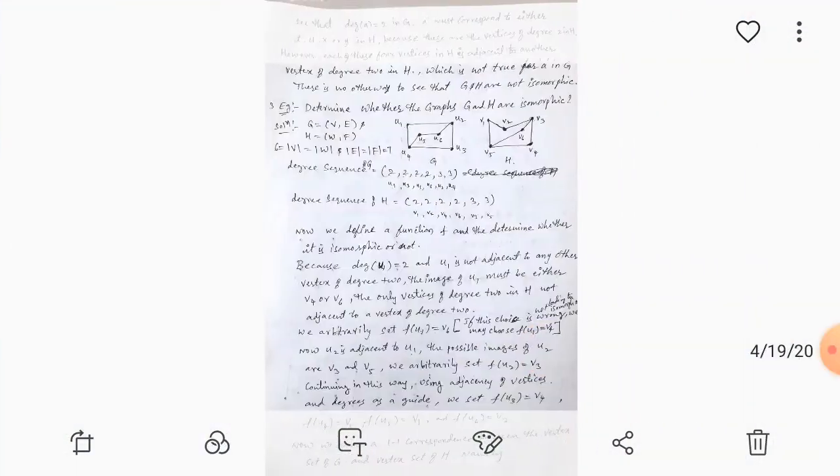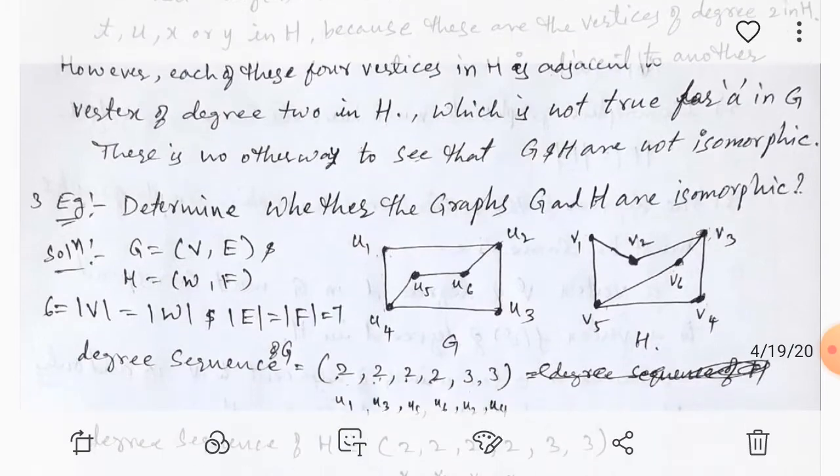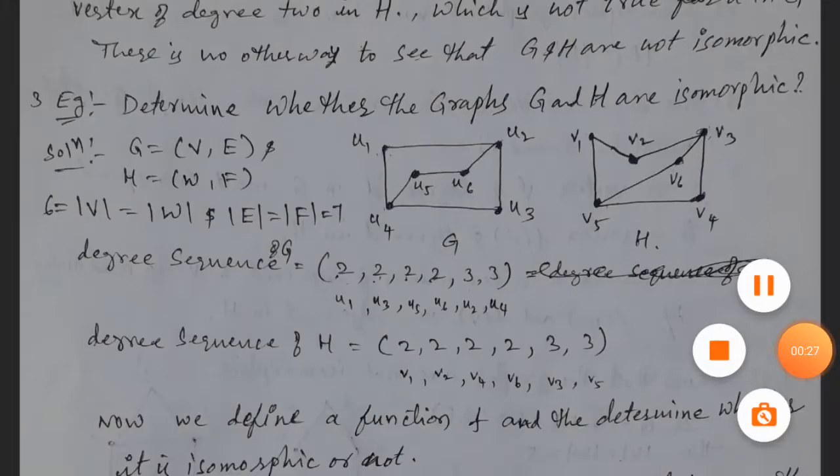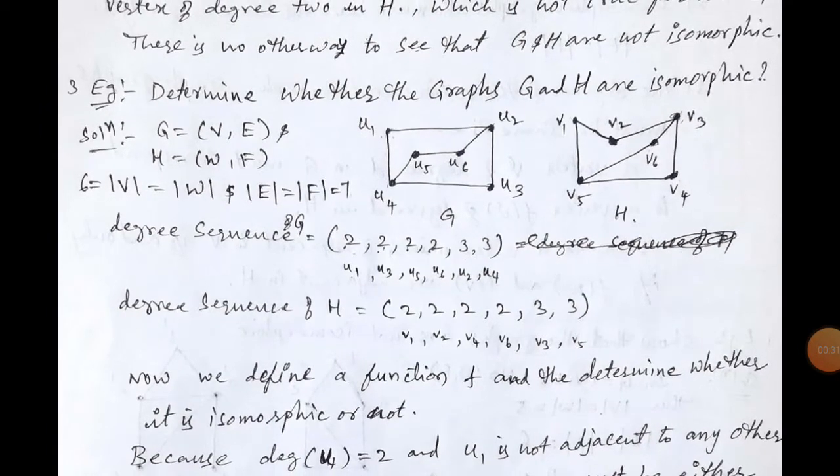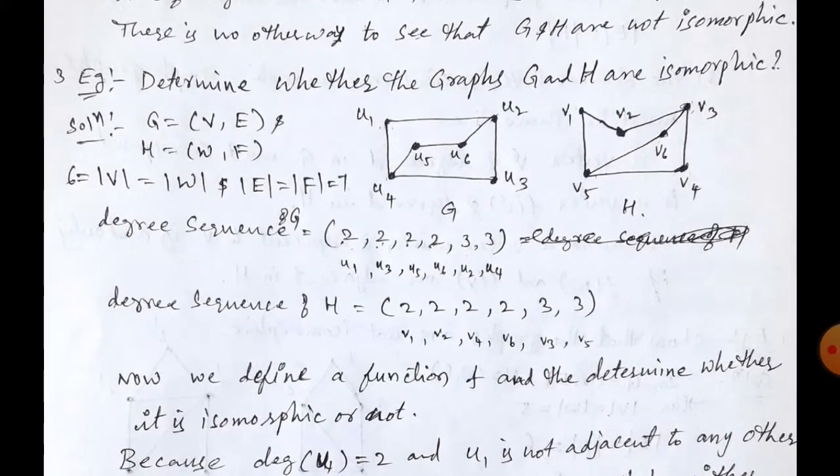Students, now we'll take another example. We'll show whether the two graphs G and H are isomorphic or not. So this problem is very important. Observe here. Observe the students here. Determine whether the graphs G and H are isomorphic or not.